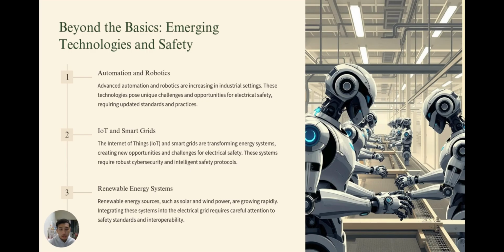For the next slide, it is beyond the basics: emerging technologies and safety. This slide has three points. The first point is automation and robotics. Number two, IoT and smart grid. Number three, renewable energy systems.